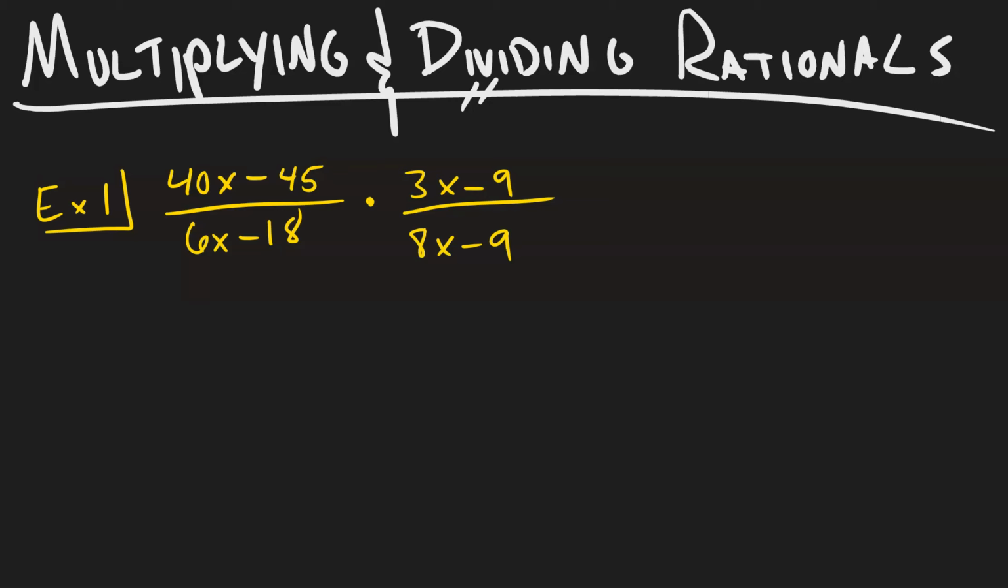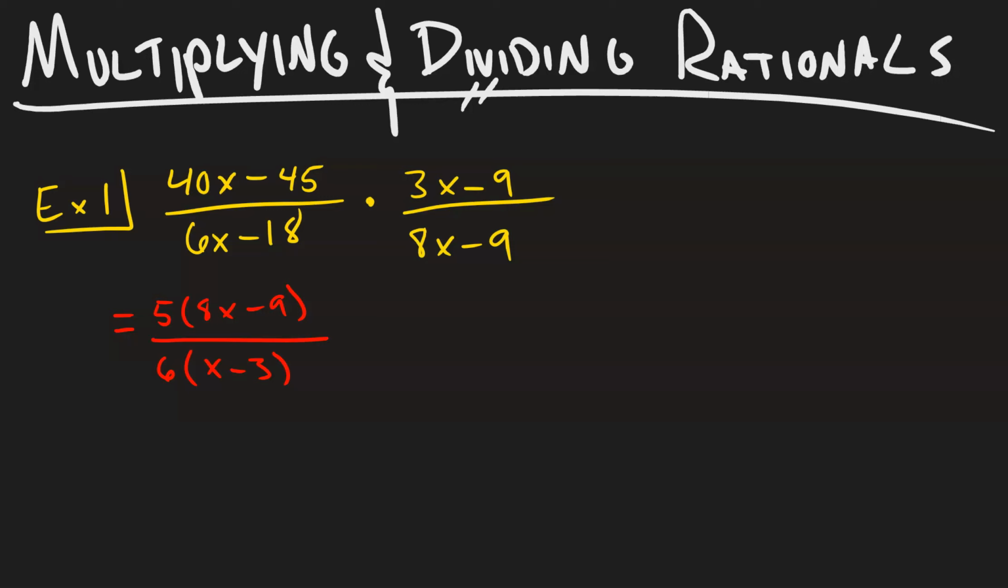The first thing that you want to do when multiplying rational expressions is factor. That way you can see if you can cancel out any common factors, as well as finding your excluded values. So let's start with the first fraction here. In my numerator, I can factor out a 5, and we would be left with 8x minus 9 in our numerator. In the denominator, a 6 can be factored out, and we're left with x minus 3.